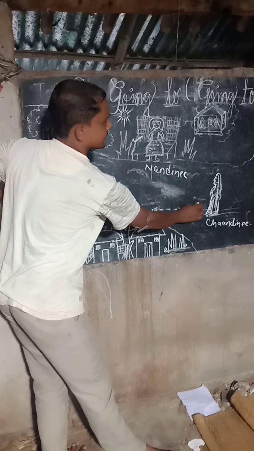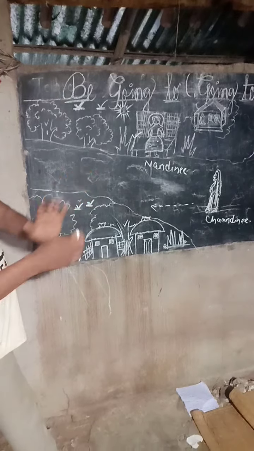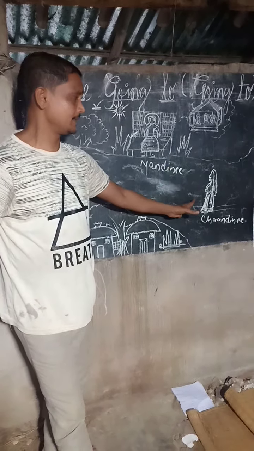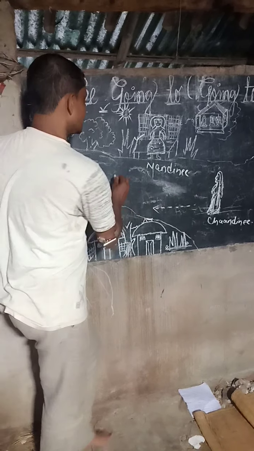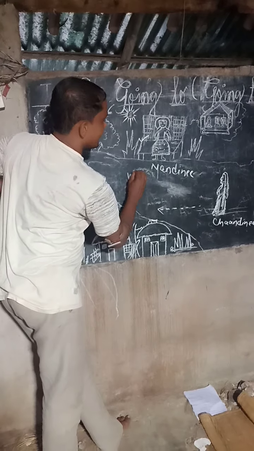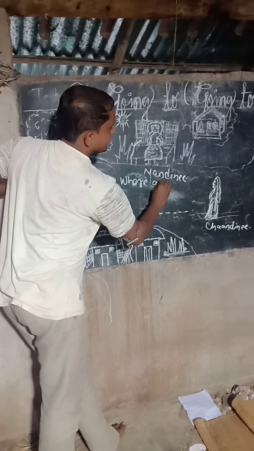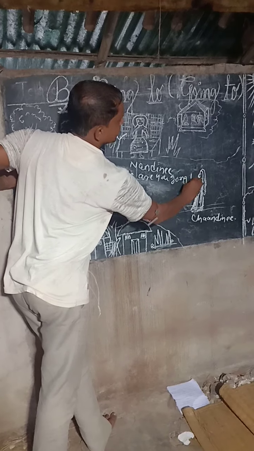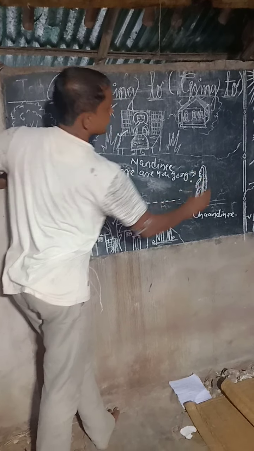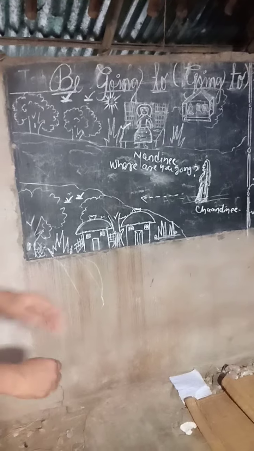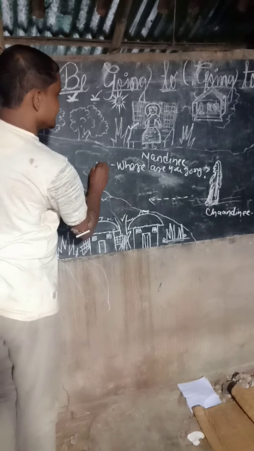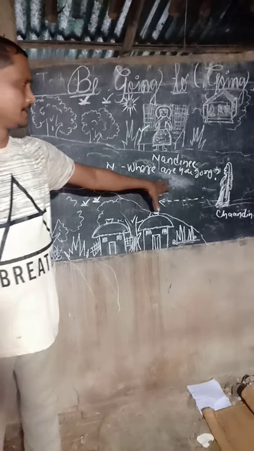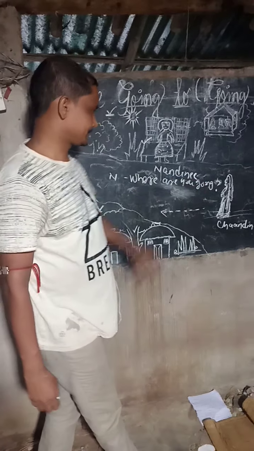Nandini stopped Chandini and then asked her, "Oh Chandini, where are you going? Where are you going?" This is the dialogue of Nandini, who asked Chandini where she was going.